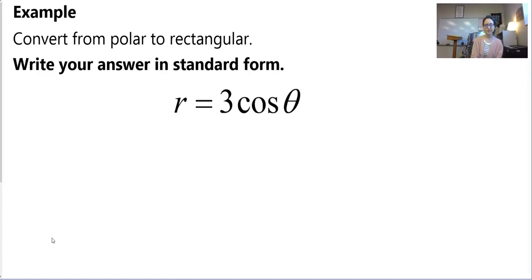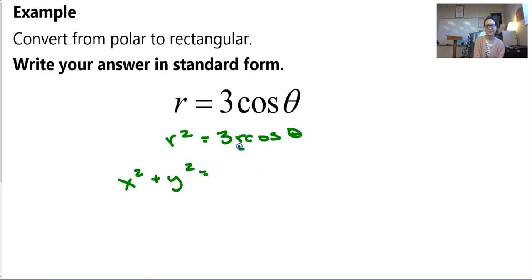What I'm going to recommend that you do here is multiply both sides by r. So r times r is going to be r squared, and then I'm going to put my r here, 3r cosine theta. Okay, now let's make some substitutions. What is r squared equal to? Well, r squared is equal to x squared plus y squared. Now, does this piece look familiar? r cosine theta, that is x, right? So I've got 3x. And I've now converted to rectangular form, right?